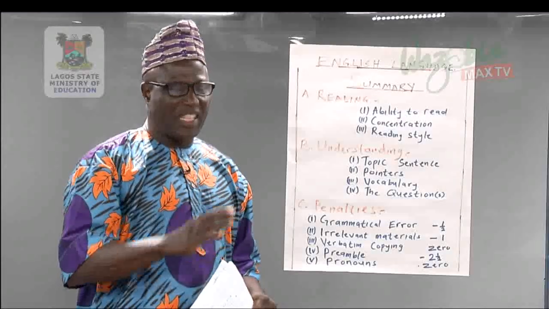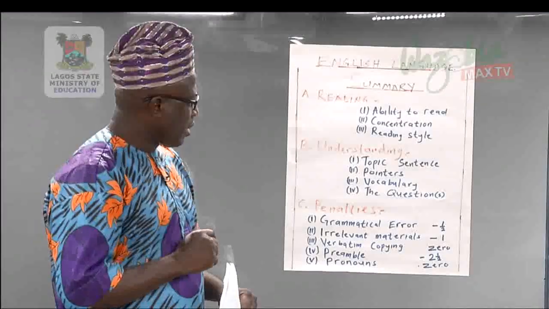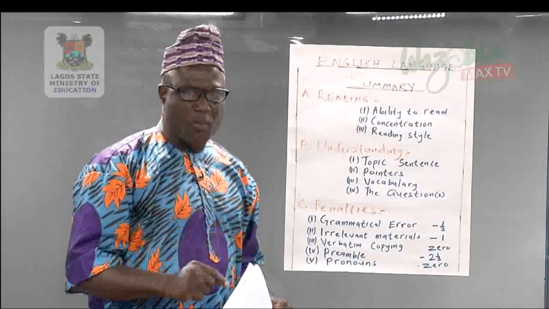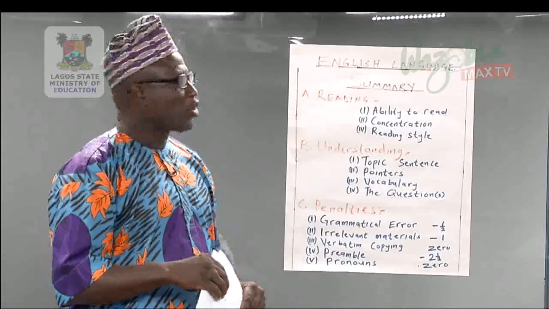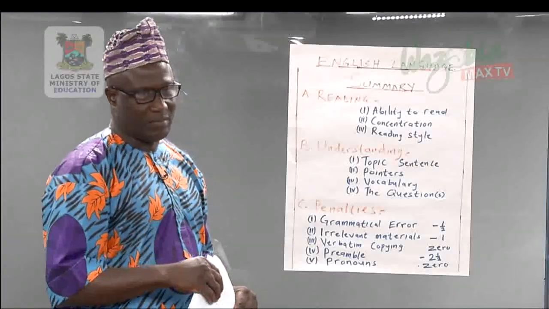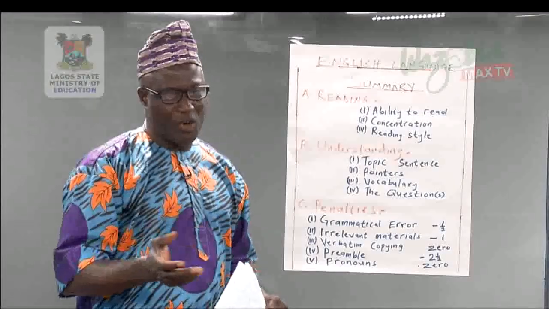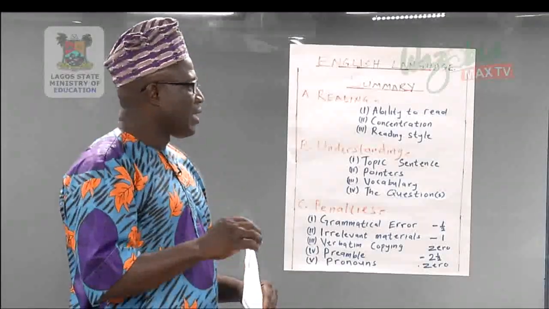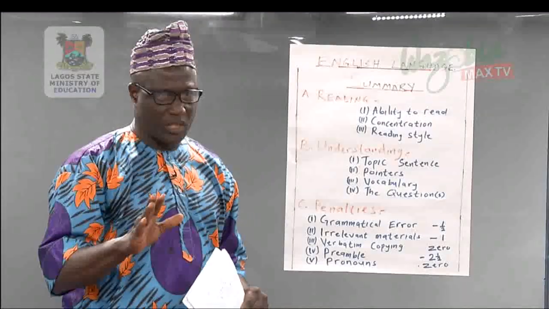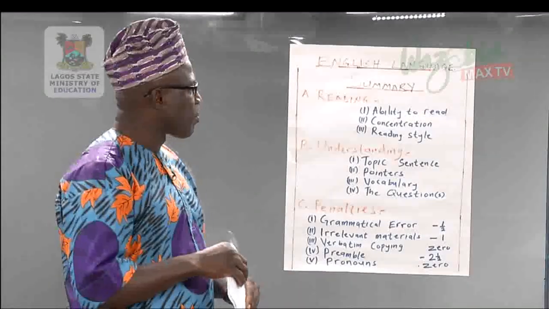Now, in your first reading, you want to get the general message of that passage. Don't forget, let me remind you, passages are often on contemporary issues. Don't be surprised that this year you might have a passage on COVID-19. You might have a passage on insecurity. You might have a passage on border closure. That means examination bodies will always give you contemporary stories. Therefore, don't panic. You will not be given any strange story in your summary passage.